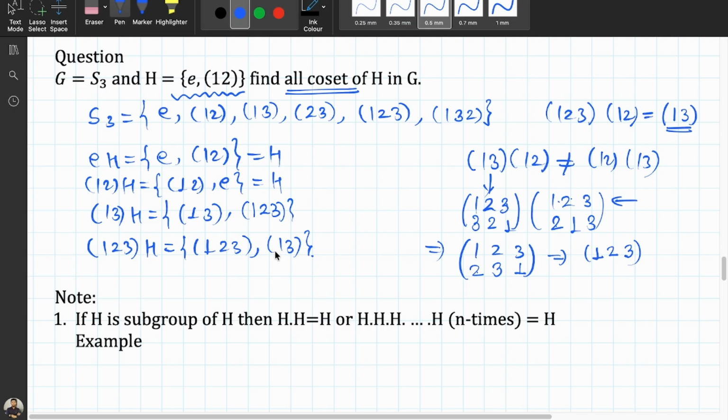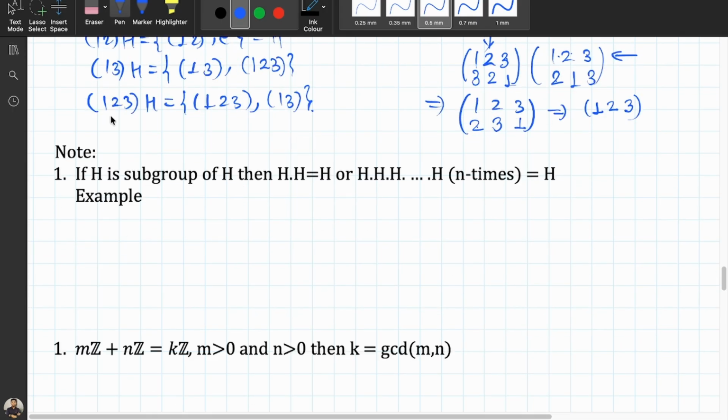Okay, so this is all about the next. Next we'll see some note points. You can find for each and every element. I am giving you just an example. Now if H is a subgroup of a group, then H into H is again going to be H, and H into H into H n times is going to be H.